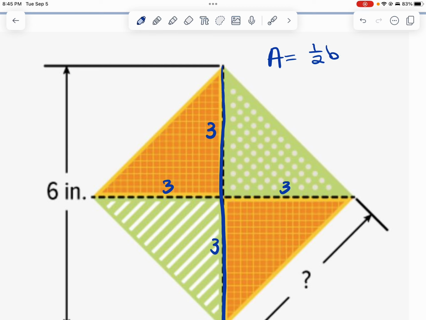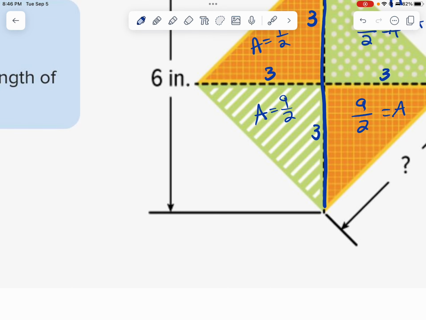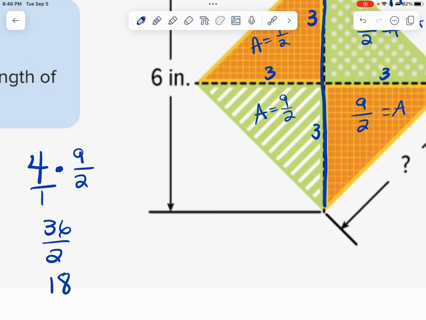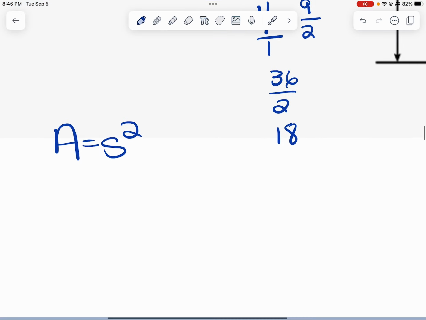If I remember correctly, the area of a triangle is 1/2 base times height. So I'm going to take 1/2 and multiply it by 3 and multiply it by 3. I get 1/2 times 9, which is 9/2. Now, that's just for one of them. 9/2 is here. 9/2 is here. The area here would be 9/2, and the area here would be 9/2. So if each one of those is 9/2, there are 4 triangles, and I multiply it by 9/2. That's over 1. That would get me 36/2, which is 18. So the area of the square we just found is 18.